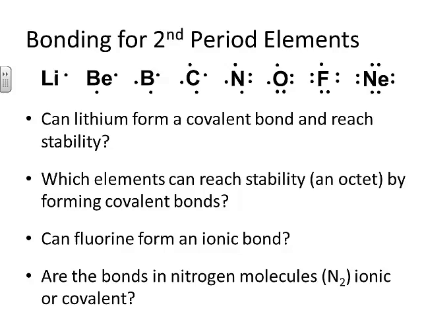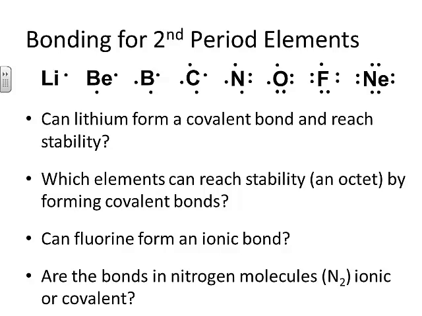Now, which elements can reach stability, meaning an octet, by forming covalent bonds? Those are going to be the ones that can get a total of 8 electrons through bonding. As you look up there, recall, carbon was able to form 4 bonds, which would make it share 4 pairs of electrons, which would give it 8. So carbon, nitrogen, oxygen, and fluorine would all be ones that can reach stability through covalent bonding.